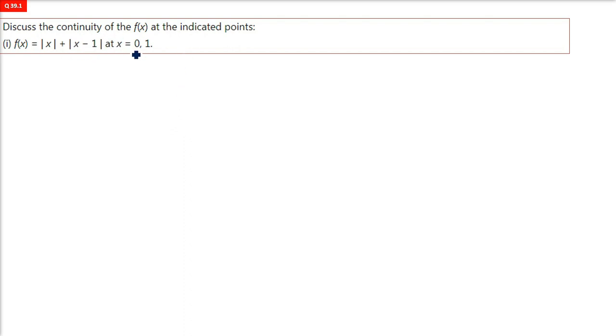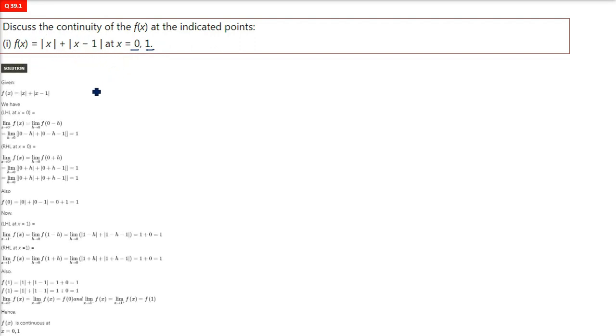Discuss the continuity of the function f(x) at the indicated points. These all questions have a modulus in them. Whenever you get a modulus or absolute value, we are going to check this function at 0 and 1. The modulus value is positive x when x is greater than 0, and it is going to be negative x when x is less than 0. Right? So this is very clear. If you are clear about this concept, you can do all these modulus questions, because in competitive exams most of the questions are related to this modulus.